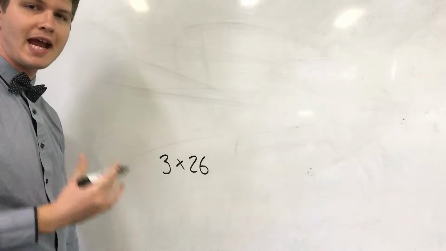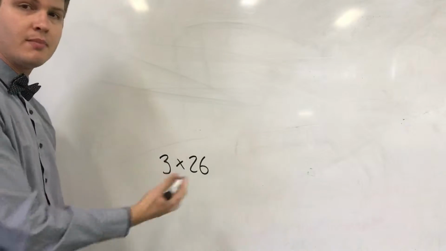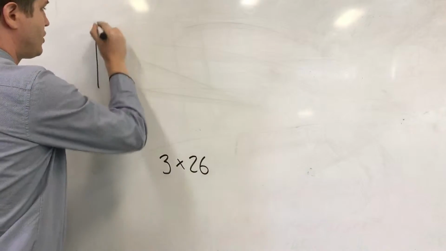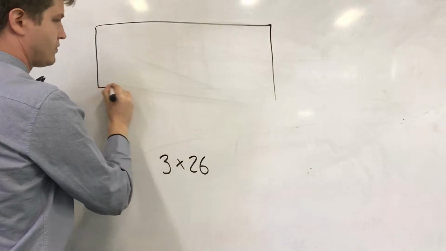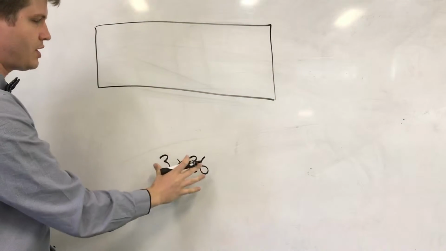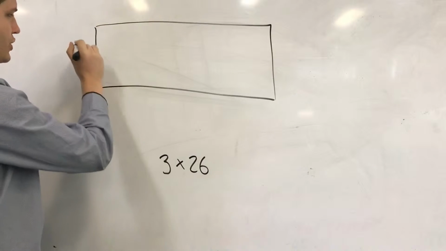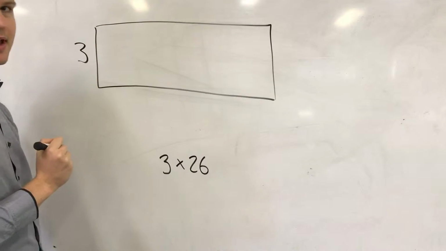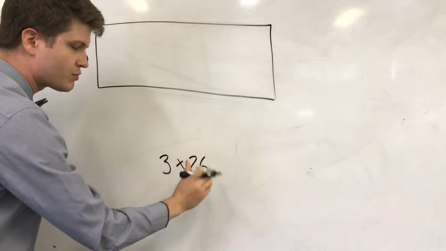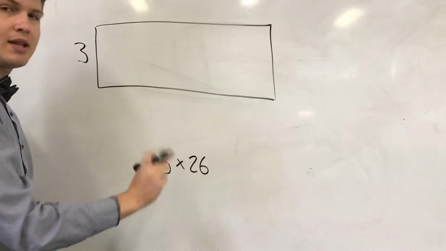I'm now going to use the area model for multiplying 3 by 26. It's called the area model because we use a rectangle and it looks a little bit like we're calculating the area. So we're going to put these numbers up here. This is the shorter side, so I'm going to put the smaller number there, the 3.